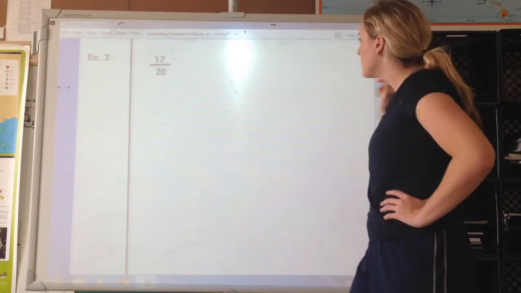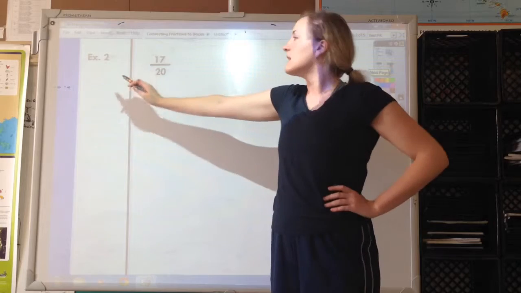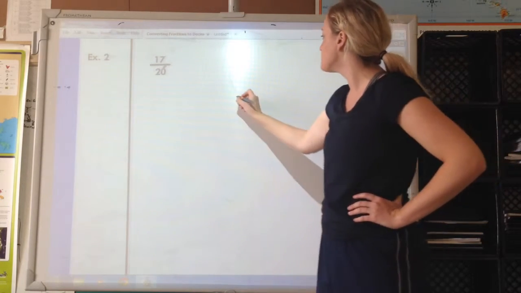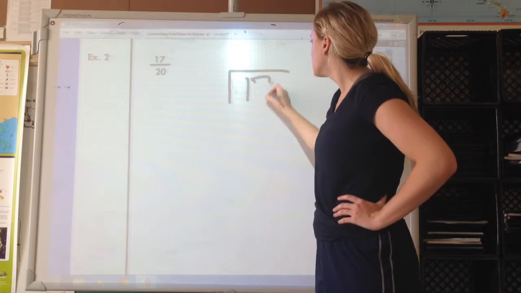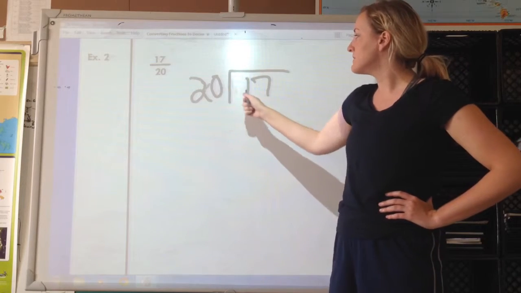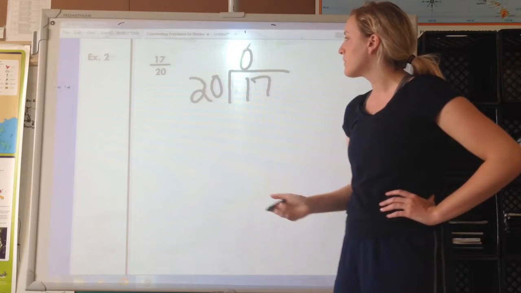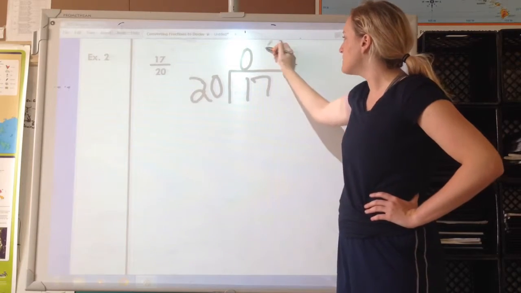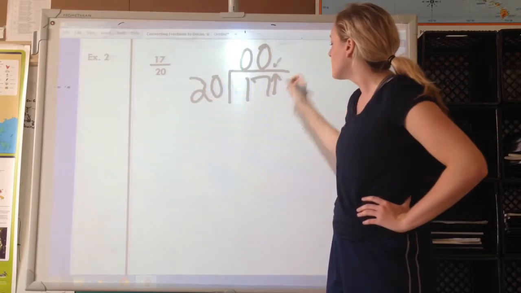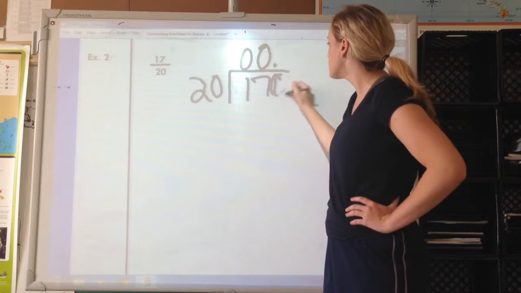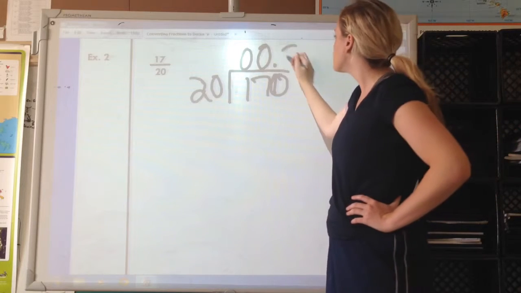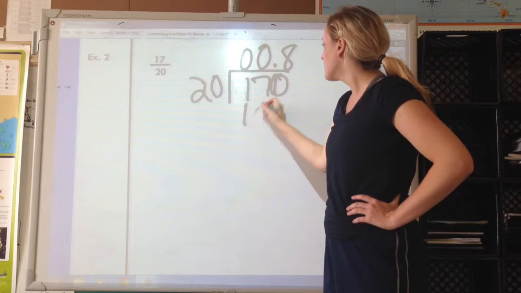Let's do another one. Go ahead and write example 2 on your notes page and then 17/20. And I go through the same process. Top in, bottom out. 20 does not go into 1, so I go ahead and put a 0. 20 does not go into 17, so I put another 0. I've run out of numbers, so I know I have a decimal I can bring up. 20 still doesn't go into 17, so I add a 0. 20 does go into 170 8 times. 8 times 20 is 160.